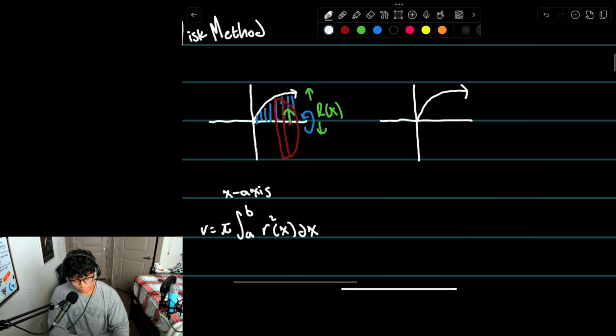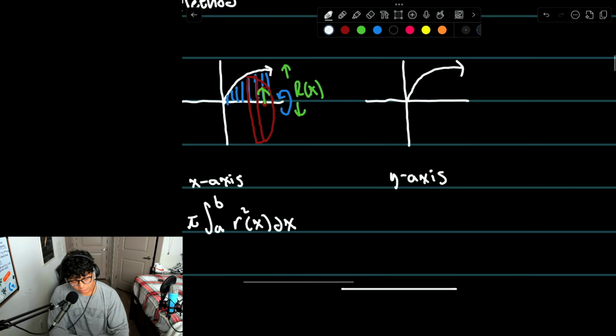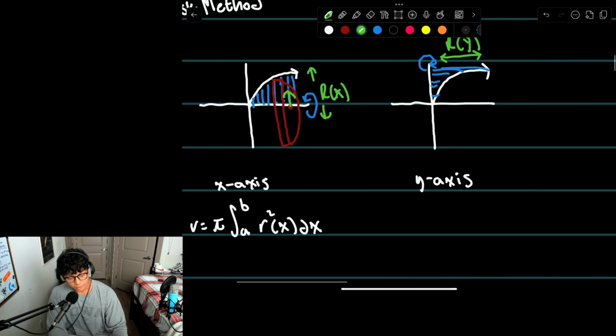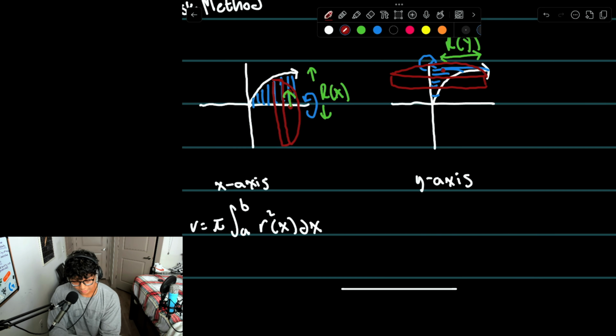When we're rotating about the y-axis, all of our terms will be in respect to y. So this will be our shaded region. We are rotating about the y-axis. And now our radius will be flipped over like this, and this will be our r of y. So the same reasoning, there's a little disc over here. And that was not a very good drawing, but you get the idea.